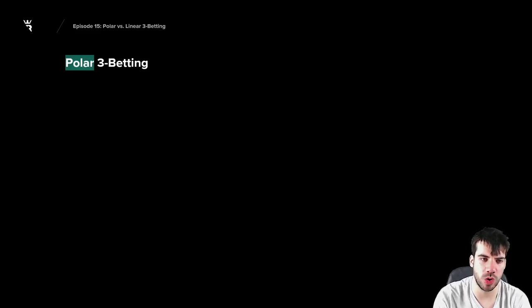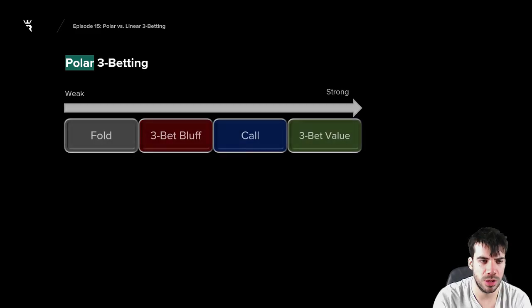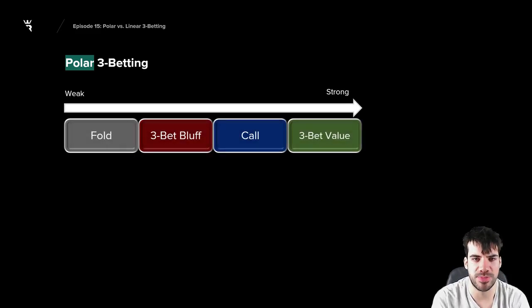So first off, we'll start with polar 3-betting, and we'll just make sure we get our head around what this means, when we'd like to do it, and what we're trying to achieve, and why we do it in the situations that we'd like to do it. This is a polarized spectrum.